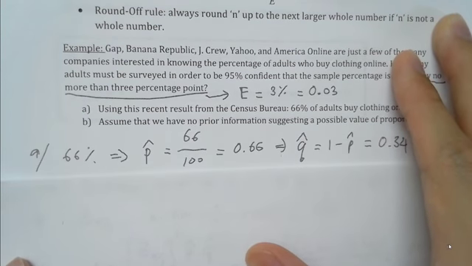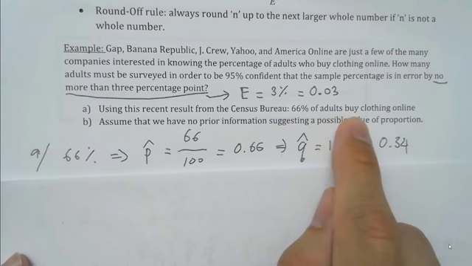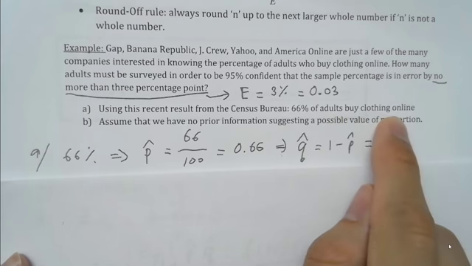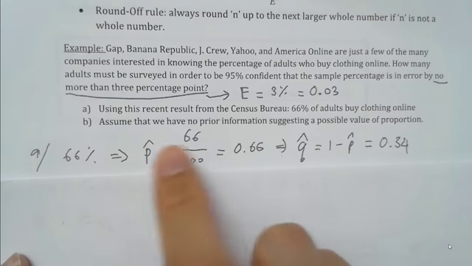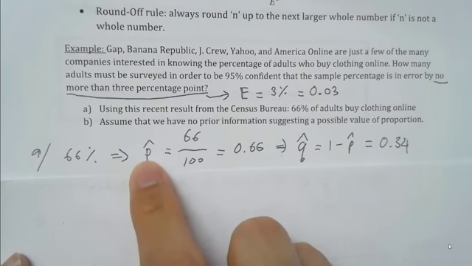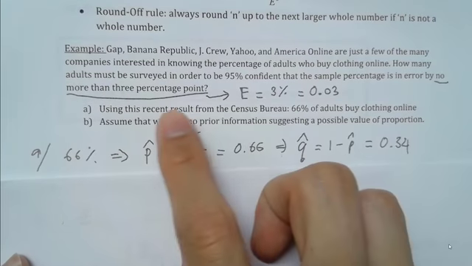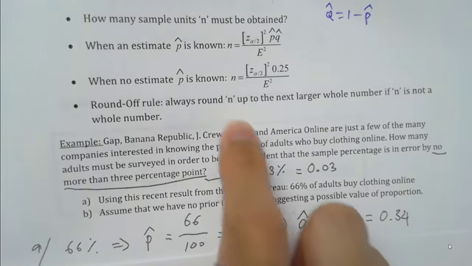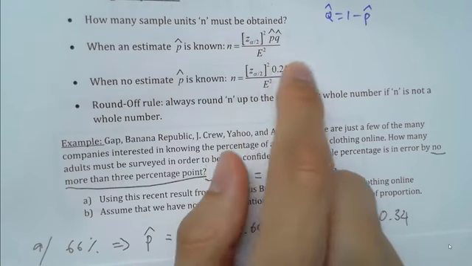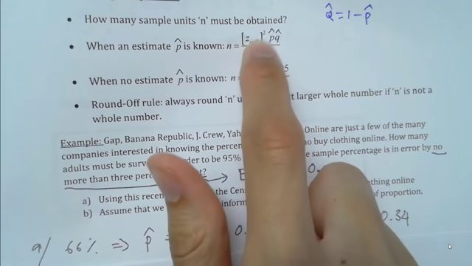So for part A, we know that 66% of the adults buy clothing online, or 0.66, and that is the point estimate of the sample proportion p hat. In this case, we do have some information for p hat. If we do know some information for p hat, we should use this rule: z alpha over 2 squared, p hat q hat, over E squared.